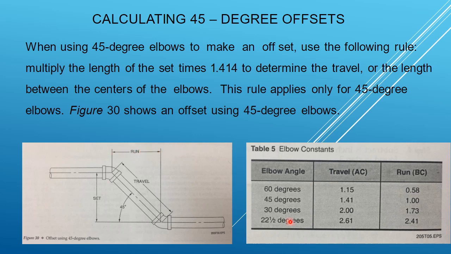Now this is a table. When we solve the question, we have to focus on this table. For 60 degree it is given 1.15. For 45 degree it is given 1.41. This is travel. For 30 degree it is 2, and for 22.5 degree it is 2.61. This is all for travel and this is for run. These values are constant.